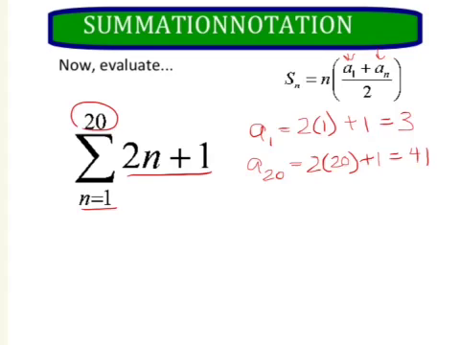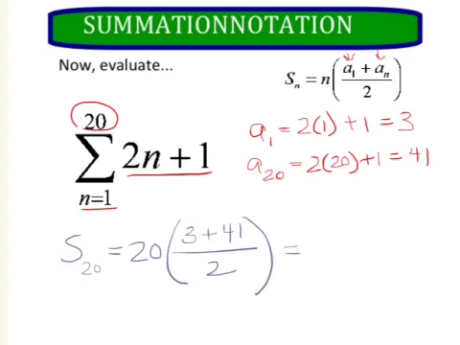Now I'm ready to evaluate and plug it into my formula. So it'll look like this. The sum of the first 20 terms is equal to n, which is 20, times the first term, 3, plus the last term, or the 20th term, which is 41, all divided by 2. And when I evaluate it, I should get 440.